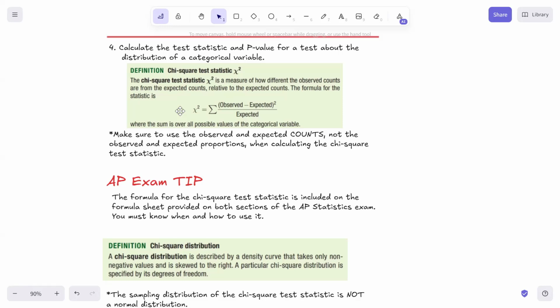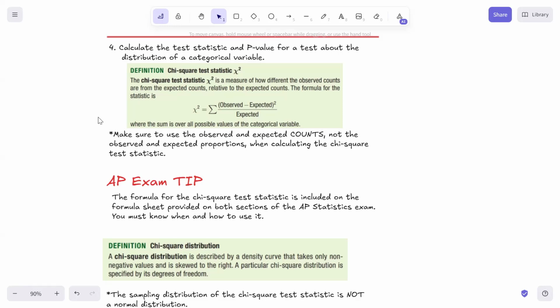Some people pronounce it chi, some people pronounce it chi. I believe the correct pronunciation is chi. I'm probably going to say it both ways, so just bear with me. But it's the sum of the observed minus expected squared divided by the expected. So you do that for each of the counts, and then you add them all up, and that gives you your chi-squared test statistic. Now, again, make sure you use the observed and expected counts, not the observed and expected proportions when you're calculating the chi-squared test statistic.